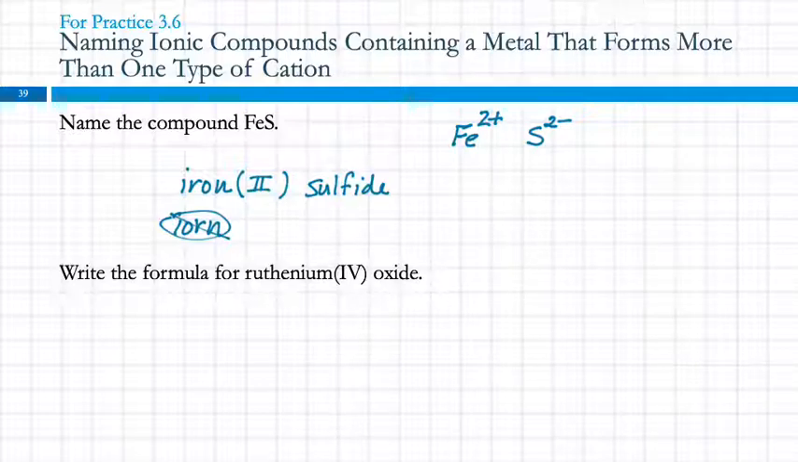Yes? You would never write iron(II) sulfide 2 minus, right? Because that's just implied. Yeah, in the name, we'd never write iron(II) sulfide 2 minus or anything. We never put charges in the actual name other than the Roman numeral, but it's not like a 2+ or something written up there.